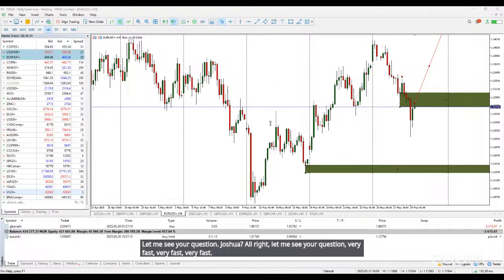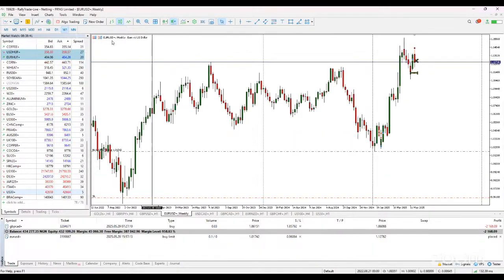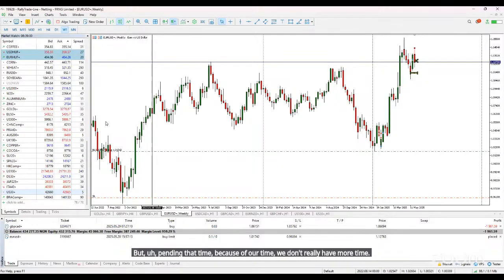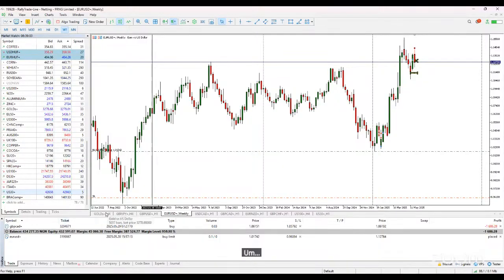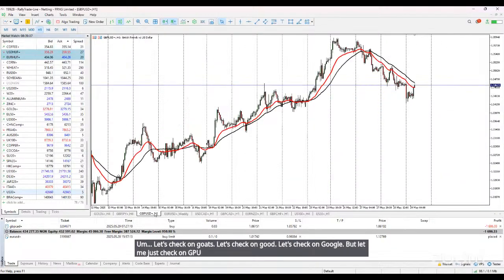But as we can see here, all this region, let me check the daily and weekly time frame. All right, yeah, it's a massive buy. It's a buy trade. I think someone is typing and I want to see the question before I continue. But because of our time, we don't really have more time. Let's check on gold too, but let me just check on JPUSD before I move to gold.